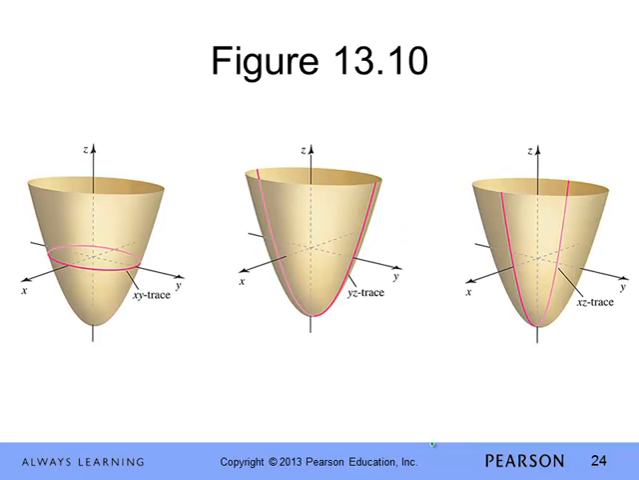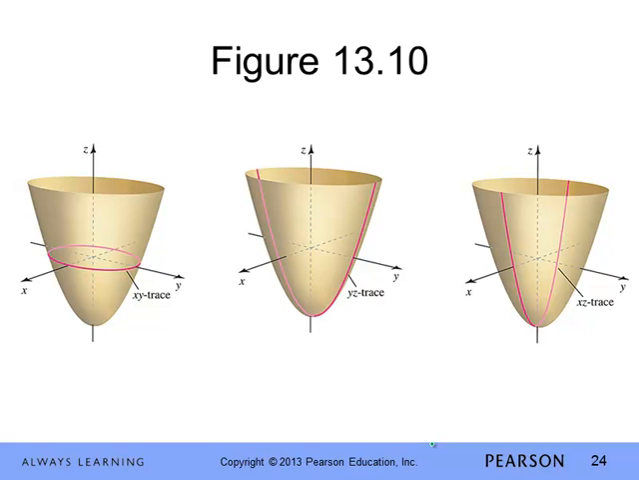So let's take a look at this. This is figure 13.10, where we've just got this paraboloid here. The xy trace for this is where you set z equal to 0, and that trace is going to be some ellipse or maybe a circle. The yz trace would be where you set x equal to 0, and you get some parabola in the yz plane. And here we set y equal to 0, and then you have this parabola in the xz plane.